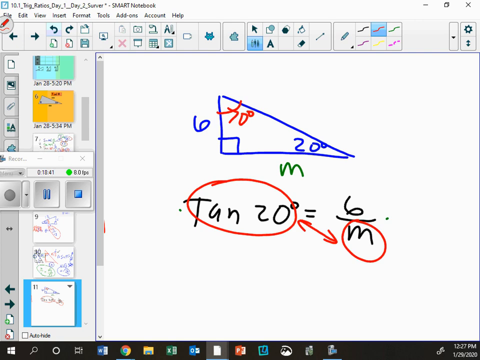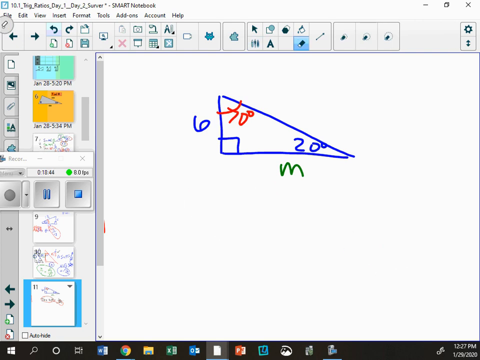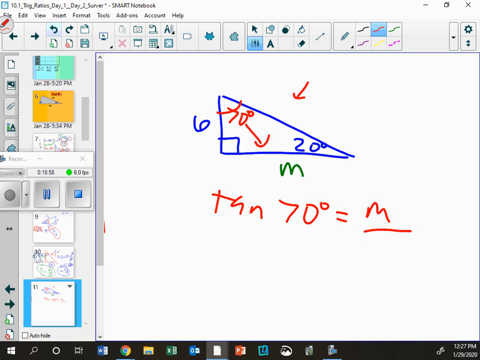What would it have been if you had used the 70? Not sine, because that uses hypotenuse, and I don't care about that. It would have been tangent of 70. TOA: opposite side from the 70 is m over 6. And actually, that's easier, isn't it? Because there's one step. You multiply by 6 and you're done. 6 times tan 70. That would give you the exact same answer. If you actually typed it in the calculator, you'd get the same thing. Okay.